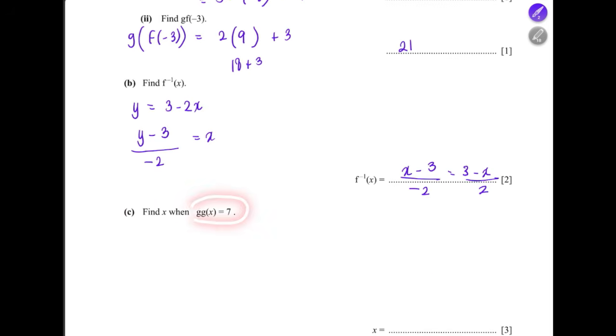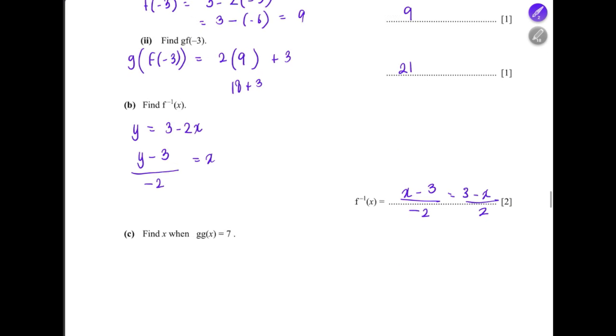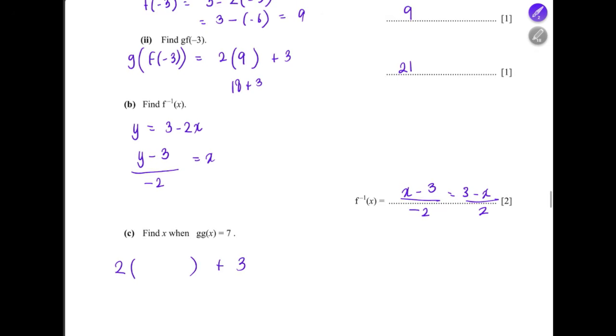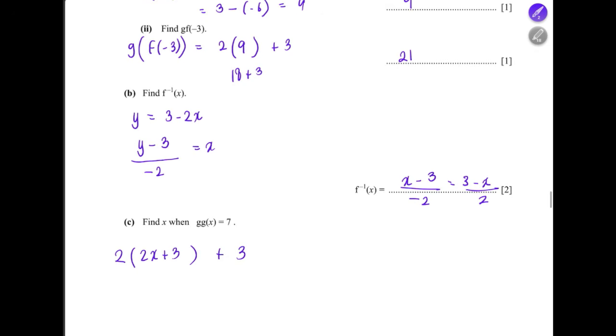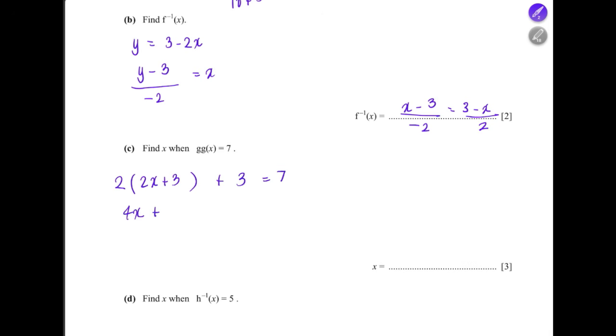Find x when g of x equals 7. So what is this? This is g of x. So you have 2x plus 3, right? So instead of x, we will write g of x. What is g of x? It is 2x plus 3. 2x plus 3. This equals 7. Can we simplify this? This is going to be 4x plus 6 plus 3 equals 7. 4x plus 9 equals 7. X equals 7 minus 9 divided by 4. This is going to be negative 2 divided by 4 equals negative half.